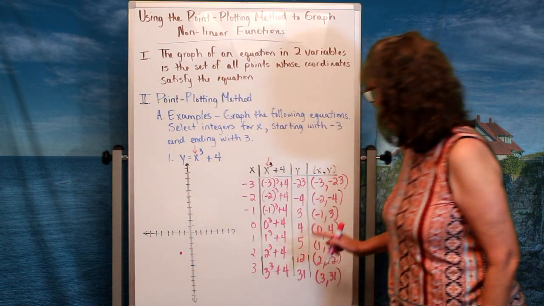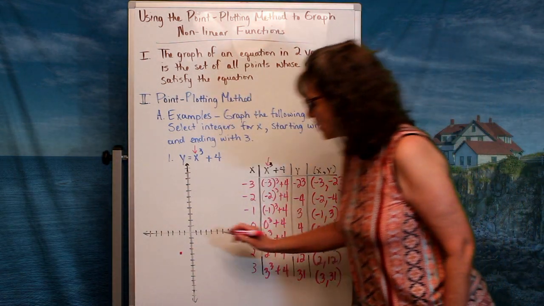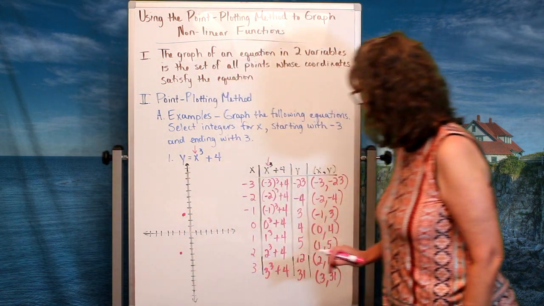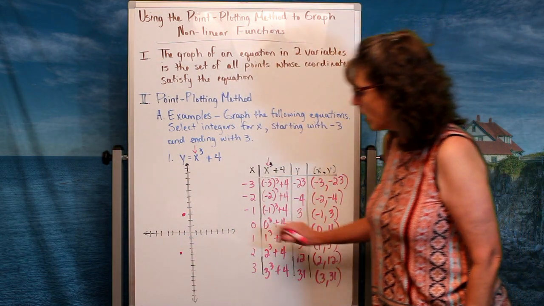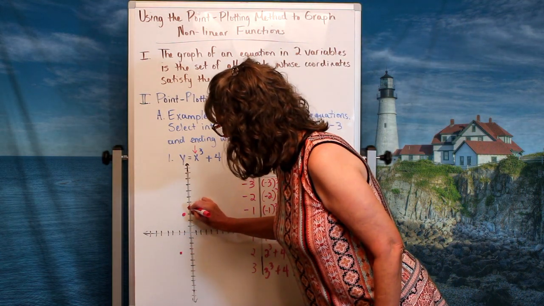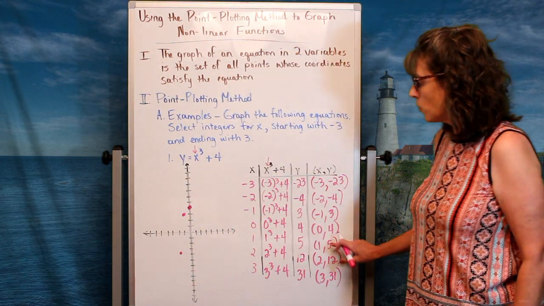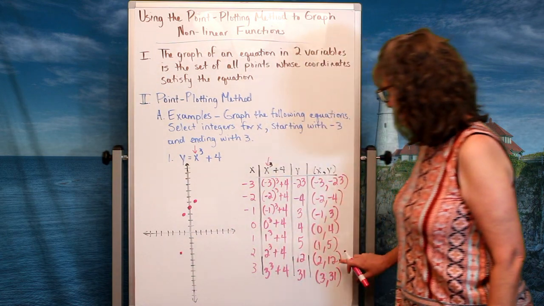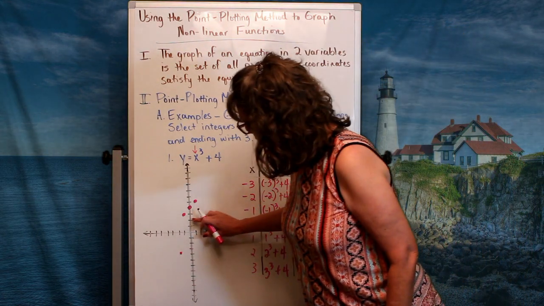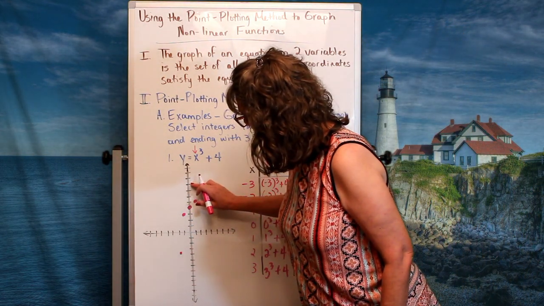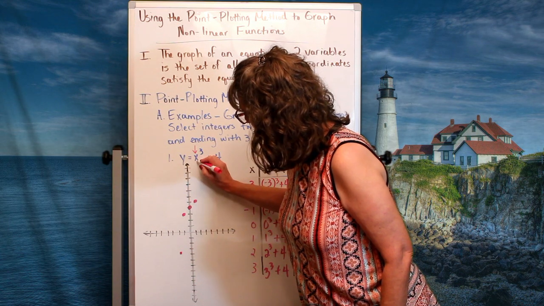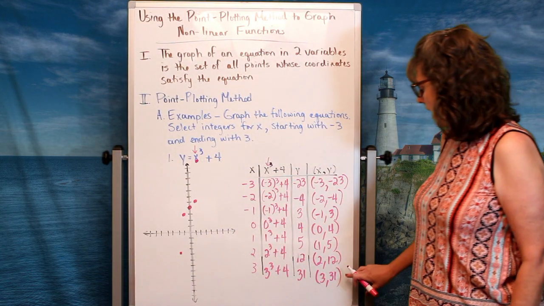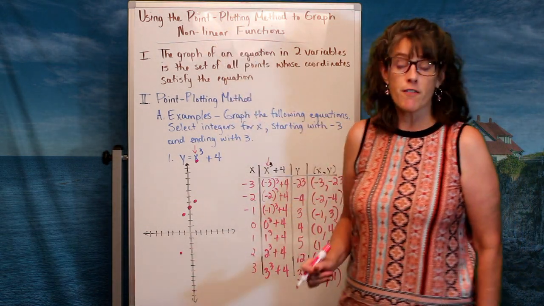Okay, now let's grab our -1, +3. So when x is a -1, y is a +3, sitting right here. When x is a 0, y is a 4, sitting right here. When x is a 1, y is a 5, that sits right here. When x is a 2, y is a 12. 2, 4, 6, 8, 10, 11, 12. It's going to sit right up here. And 3, 31 is again going to be off the graph.